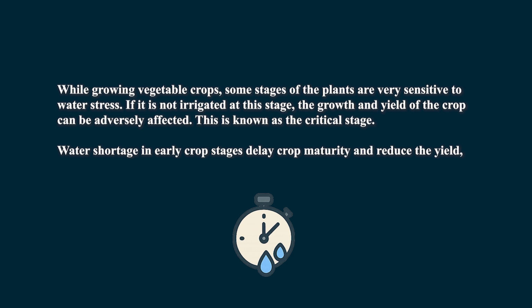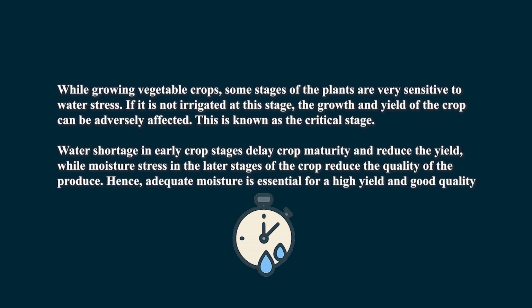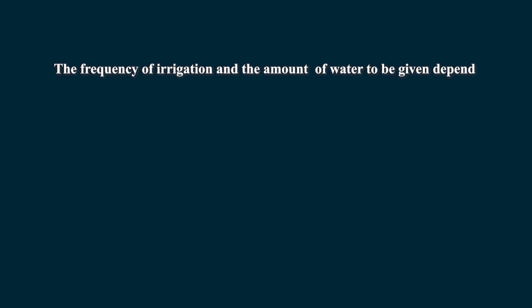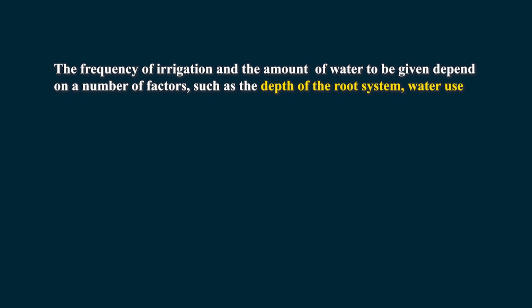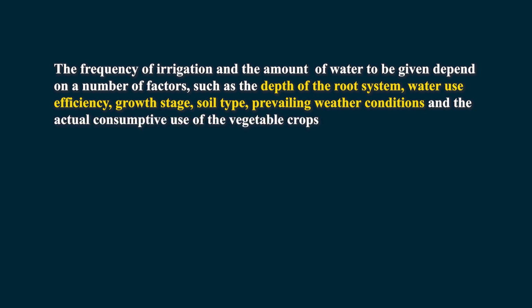Water shortage in early crop stages delays crop maturity and reduces the yield, while moisture stress in later stages of the crop reduces the quality of the produce. Hence, adequate moisture is essential for a high yield and good quality produce. The frequency of irrigation and the amount of water to be given depends on a number of factors such as the depth of the root system, water use efficiency, growth stage, soil type, prevailing weather conditions and the actual consumptive use of the vegetable crops.